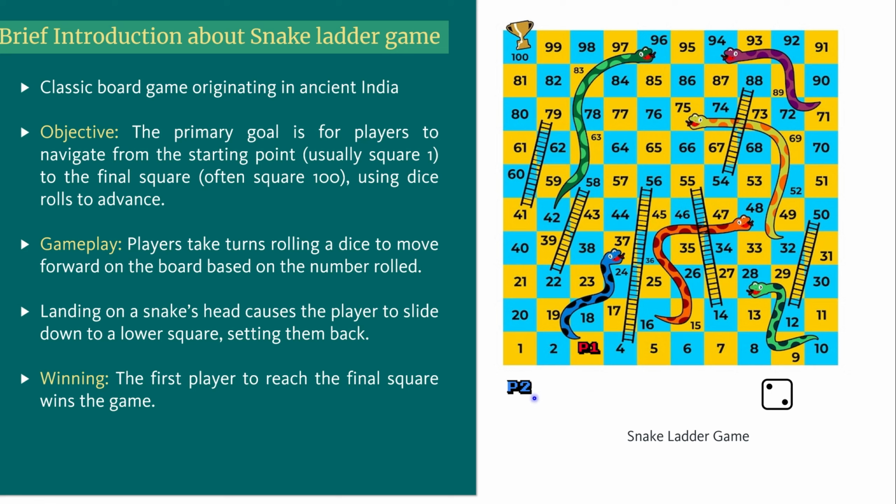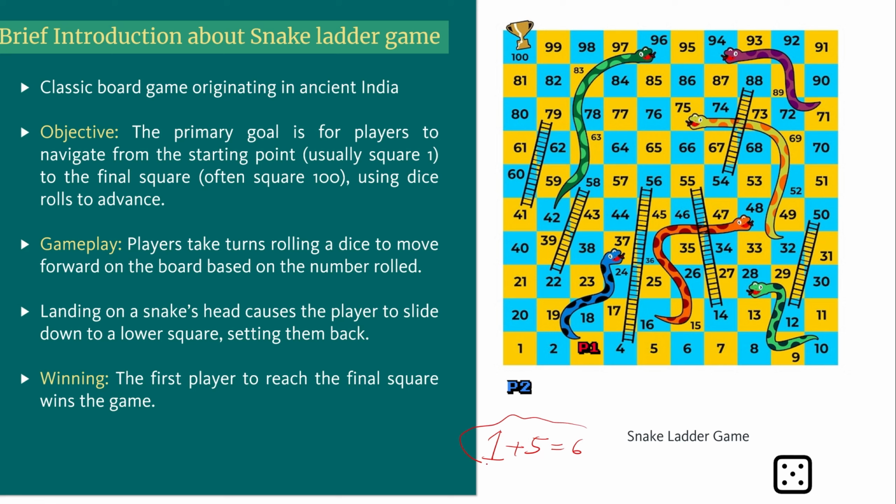Now let's say it's player 2's turn. And he rolls the dice. And he gets, as you can see, 5, right? So he will advance 5 positions. So if he advances 5 positions, what does it mean? His current position is what? 1, right? So as his current position is 1, if you just add the dice value, that is 5, you will get his next position.